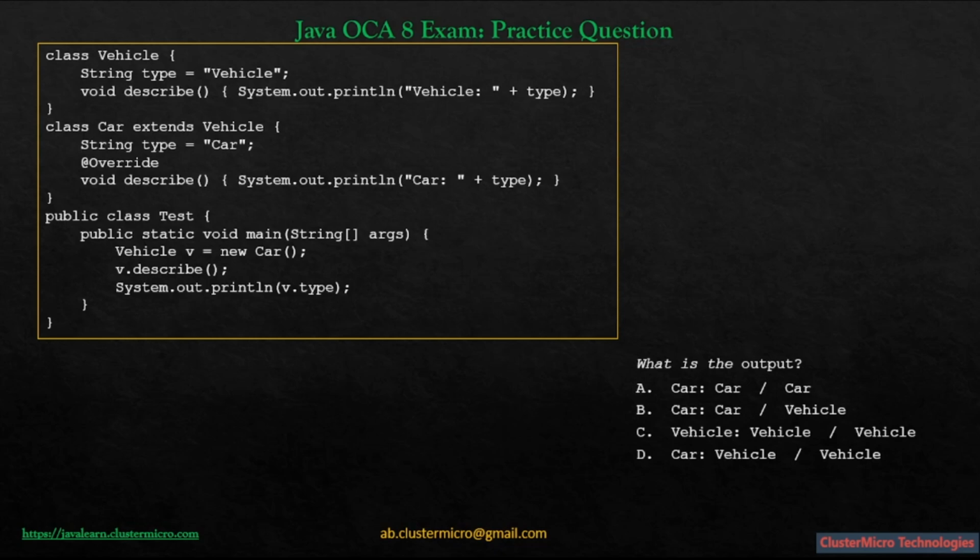And the second call is v.type, right? System.out.println v.type. Now type is a field, not a method. So fields use compile time resolution based on the reference type, right? The reference type here is Vehicle. The compiler resolves v.type to Vehicle's type field, Vehicle. The actual object being a Car will not make any difference, okay? So the output will be Vehicle. So the answer is B, Car: Car, and then Vehicle, okay?